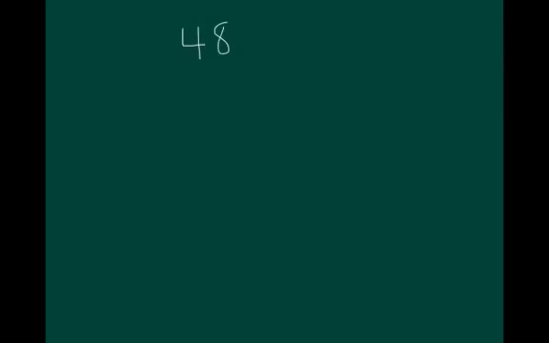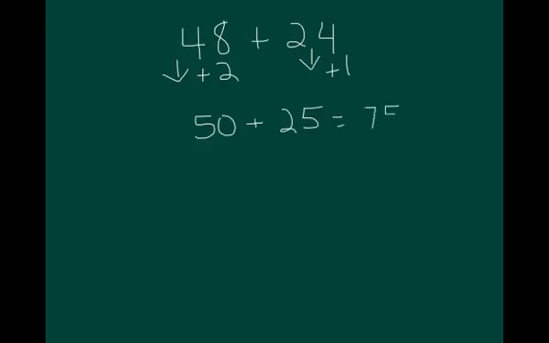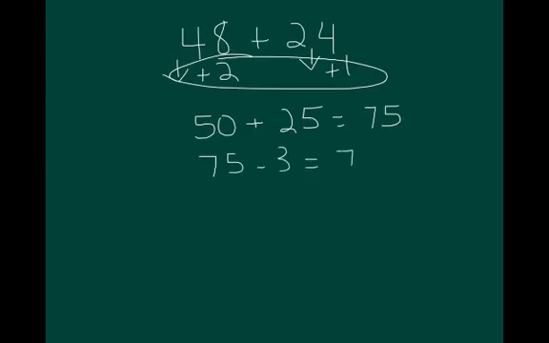All right, so let's think about another compensation addition problem. What if we had 48 plus 24? Now, 25s are really friendly for most kids because of quarters and money. So I could think about 48 as being close to 50. So 48 plus 2 is 50. Plus 1 for our 24 is 25. 50 and 25 is 75. But then I had added 3 extras, so I'm going to go ahead and subtract that 3. So my answer is 72.